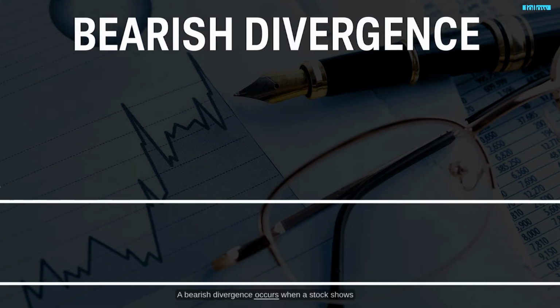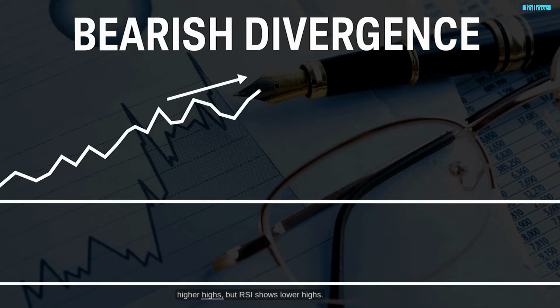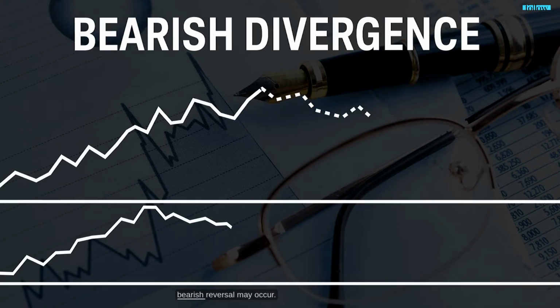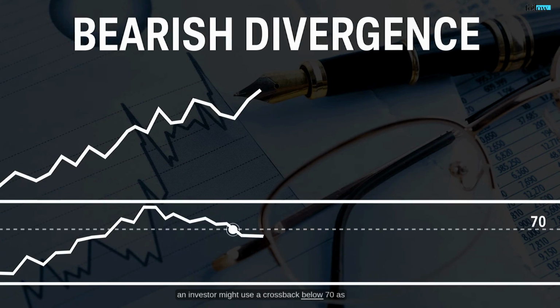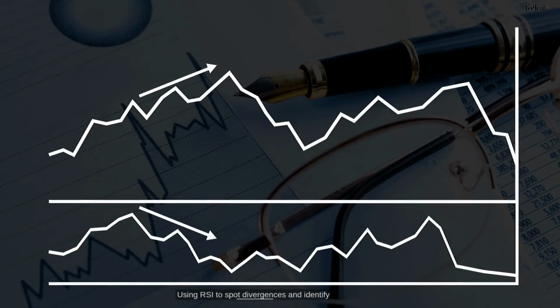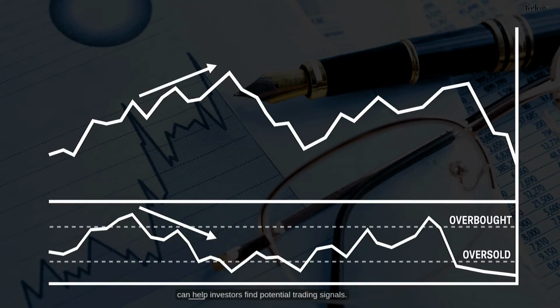A bearish divergence occurs when a stock shows higher highs, but RSI shows lower highs. This can be a sign that upward momentum is slowing and a bearish reversal may occur. After spotting a bearish divergence, an investor might use a crossback below 70 as an exit signal. Using RSI to spot divergences and identify potential oversold and overbought conditions can help investors find potential trading signals.